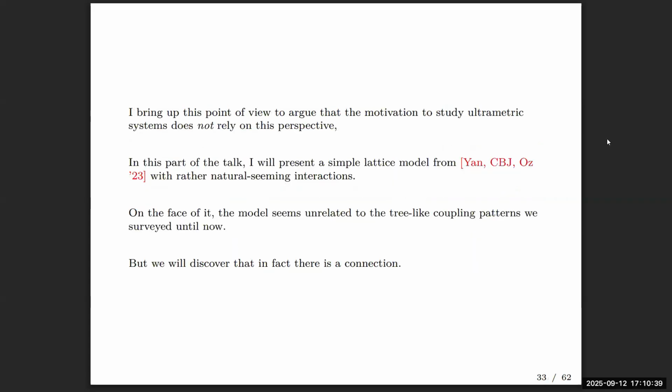I couldn't resist putting it down here, but it's just to make the point that I don't want to rely on this perspective. I want to argue that there is some reason that doesn't require you to carefully construct the things you observe. So the idea now is to present a simple lattice model with what seems like natural interactions, and then show that there actually is a limit where it behaves in the hierarchical manner. So that's what we're going to do now.